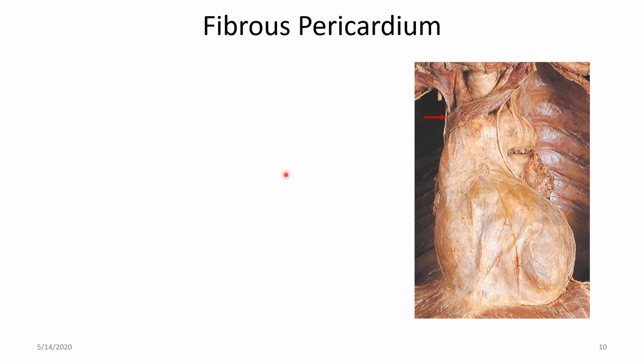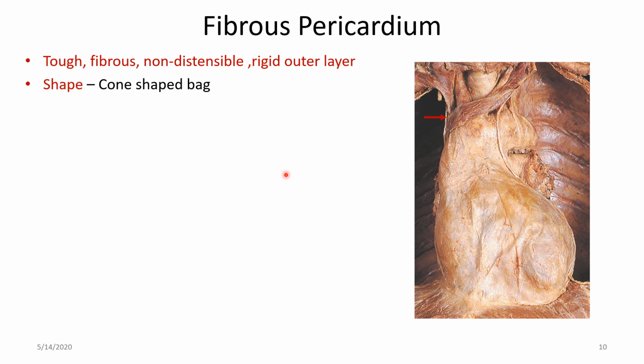And now let us see what is fibrous pericardium. It's a tough, non-distensible, rigid outer layer, and it is shaped like a cone. And the apex is below. This is the apex of it. And the base is above.